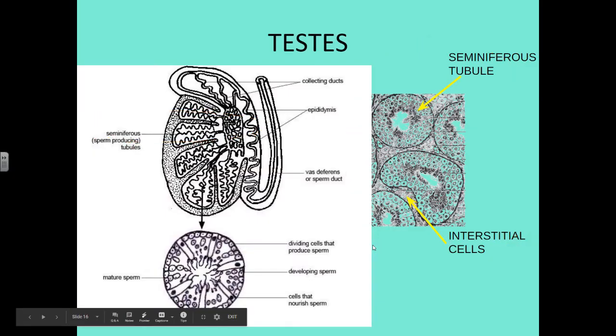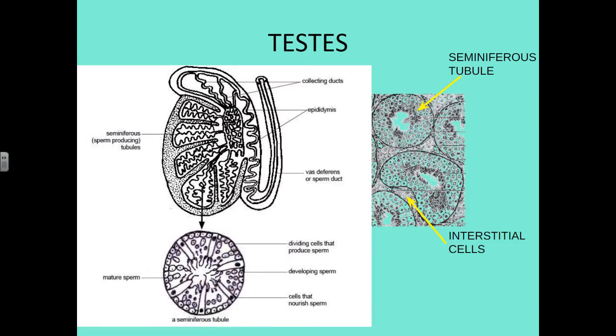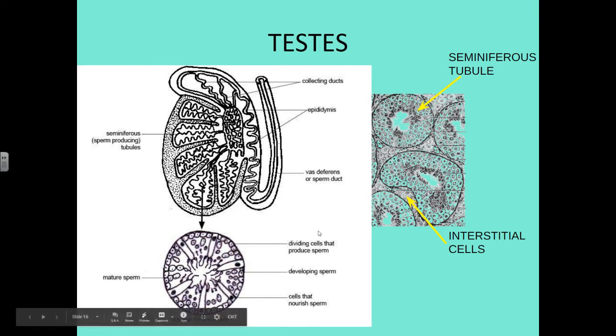Hopefully that makes sense. So we can see here, we're in the testes. Inside the testes, if we zoom in, it's quite a complicated diagram. There are these weird squiggly lines. Those are the seminiferous tubules. And in between, if we cut through the middle of that testes, you would see that there are dots in between the seminiferous tubules. These are the interstitial cells.